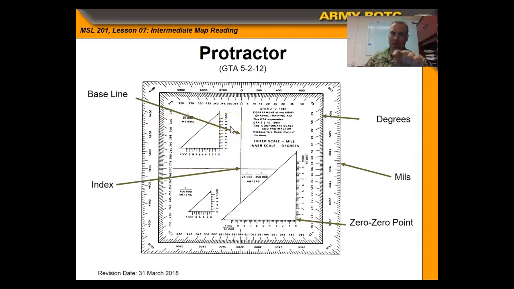Make sure that you know exactly what the scale of your map is, because if you use the wrong triangle for the wrong scaled map, you will be lost. You will be inaccurate, and you will not be able to find your way at all.